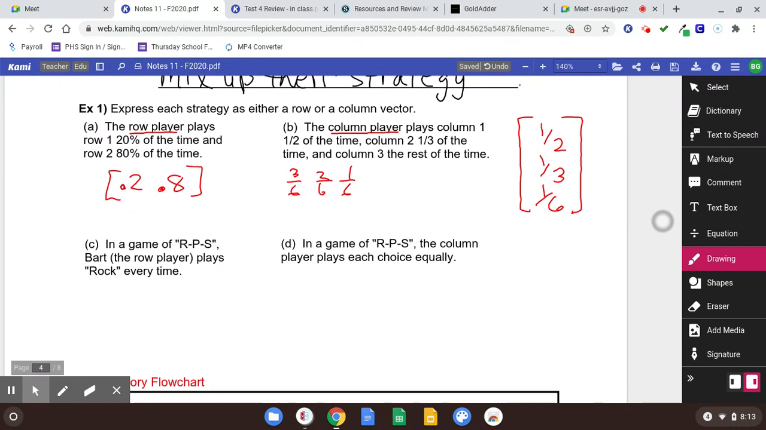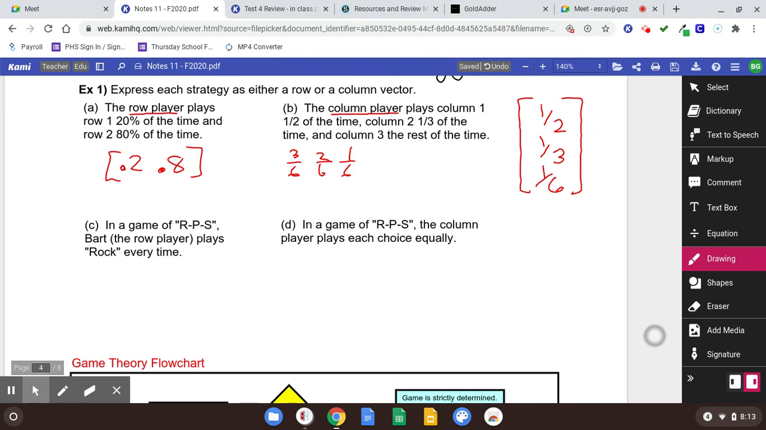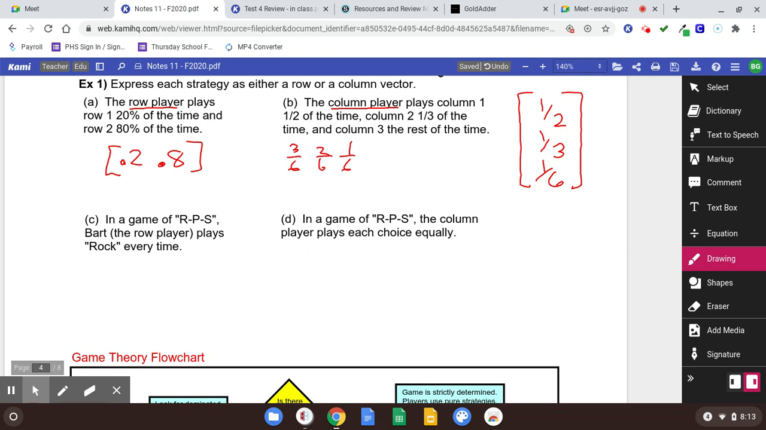Okay, so think about it. This is different than last lesson. Last lesson, we would have done the same thing every single time. This time, they're mixing it up. Okay. Part C says, in a game of rock, paper, scissors, Bart, the row player, plays rock every single time.